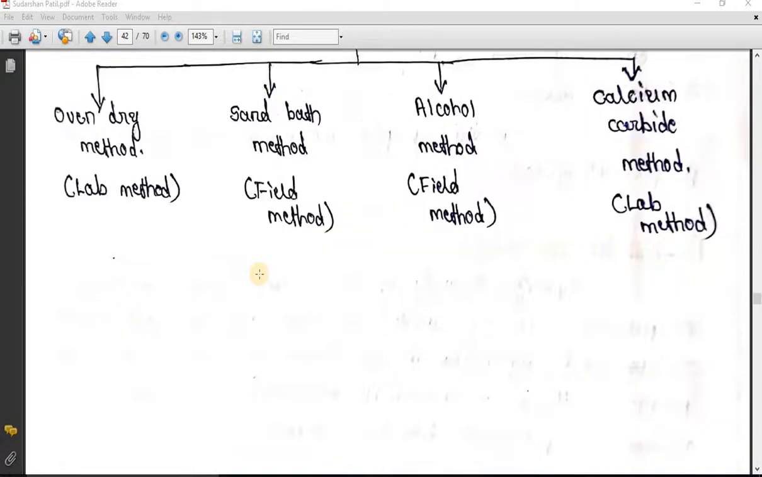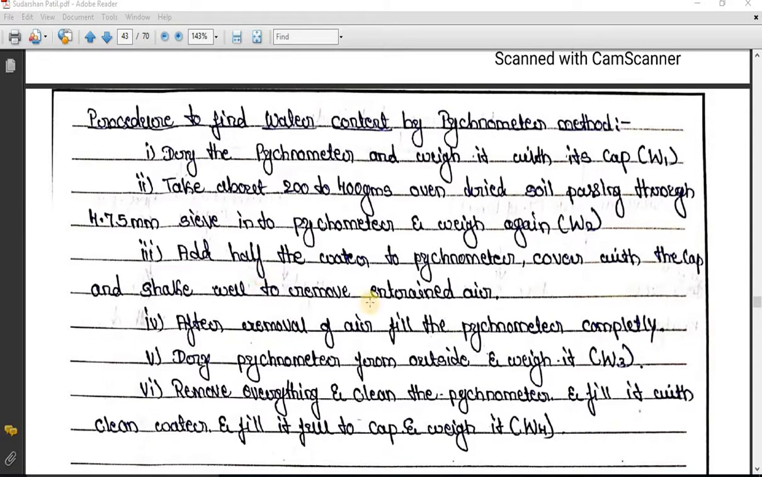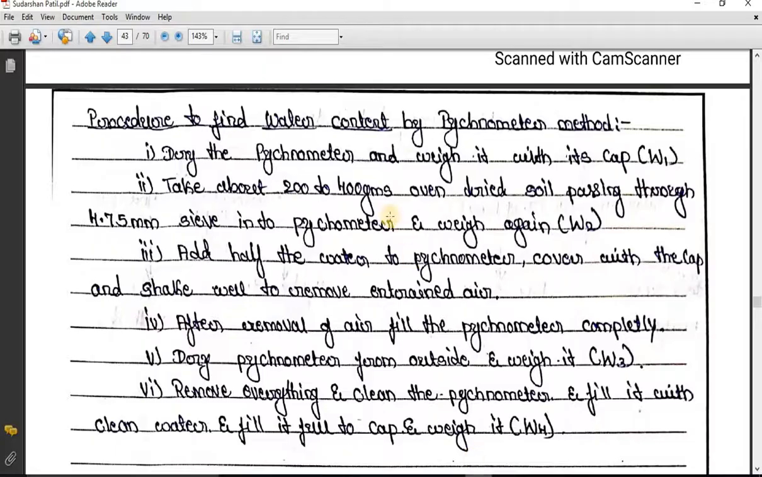We'll move further. I told you that I am going to show you the pycnometer image. You can see this is a pycnometer which we are going to use to determine the specific gravity. This is a glass jar, this is the cap, and this is a cap with washer, and this is a brass cap. On the top there will be a brass cap, and you can see here a small hole, to avoid the air gap. Okay, so this is the pycnometer. We'll move back to the content.